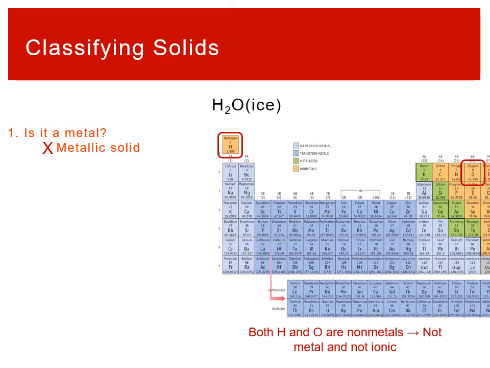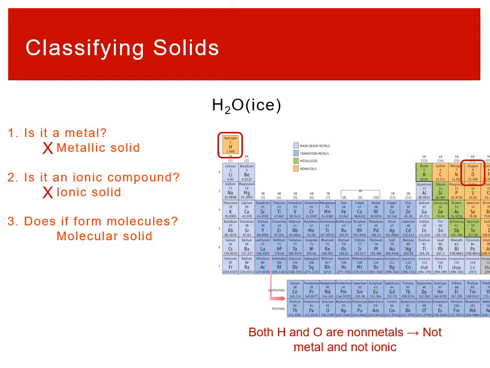In order to have a metallic solid, all elements in the compound need to be metals. Is it an ionic compound? No. These are both nonmetals. All nonmetals in the compound tells me it's a covalent compound. So it is a covalent compound. Does it form molecules? The question there is basically asking, can I come up with a Lewis structure that is finished, stable, all that kind of stuff? And the answer is yes.